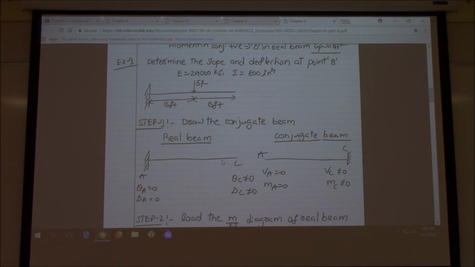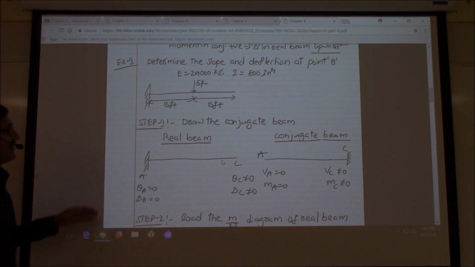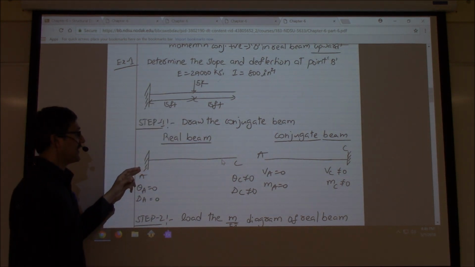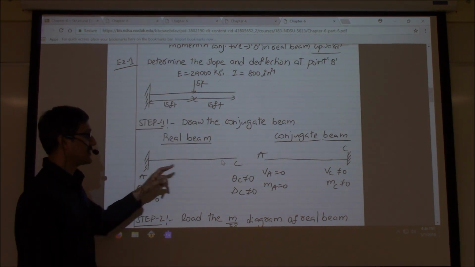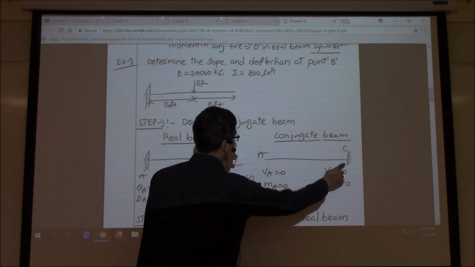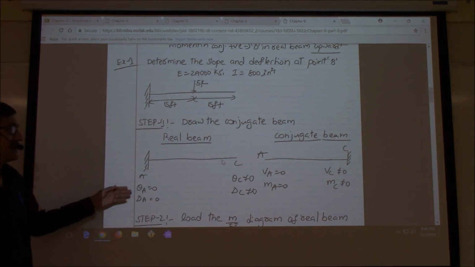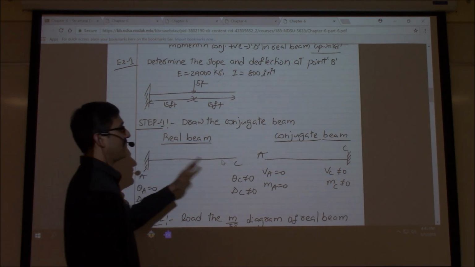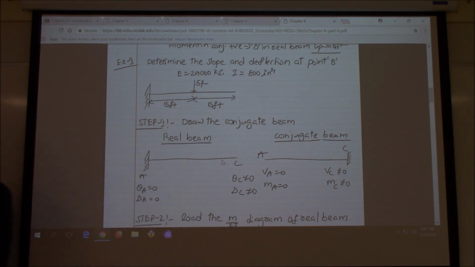So, as I previously mentioned, the very first step is to come up with a conjugate beam. In the case of a cantilever beam, the fixed support will transform into a free end, and the free end will transform itself into a fixed support, for the obvious reasons which are mentioned here. This will be given in the final exam. So the transformation of the supports will be given in the final exam, so I don't want to discuss any further about it.